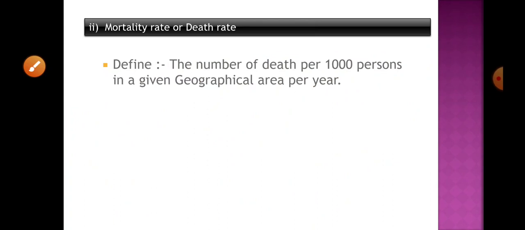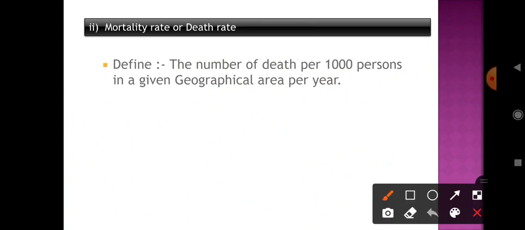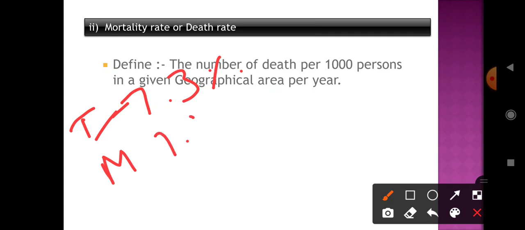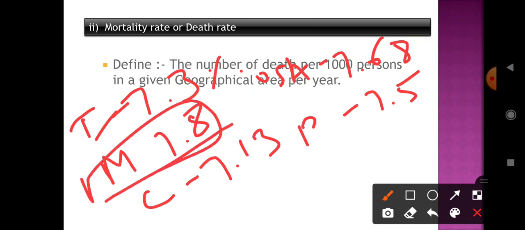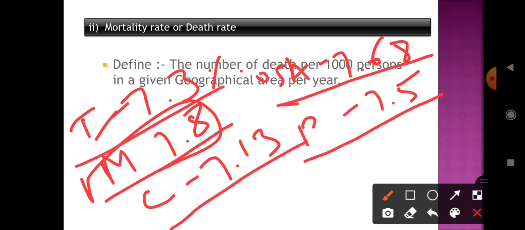Now let me discuss some examples. I'm talking about the countries again. India 7.3%, talking about MP 7.8, China 7.13, USA 7.68, and Pakistan 7.5. So now you can understand that Madhya Pradesh is the highest, but it is a state. If talking about countries, first of all it is the USA, then Pakistan, then India, and then the third one is China.